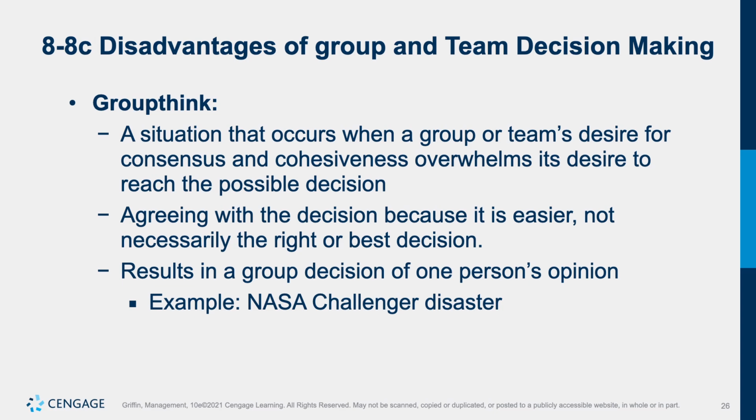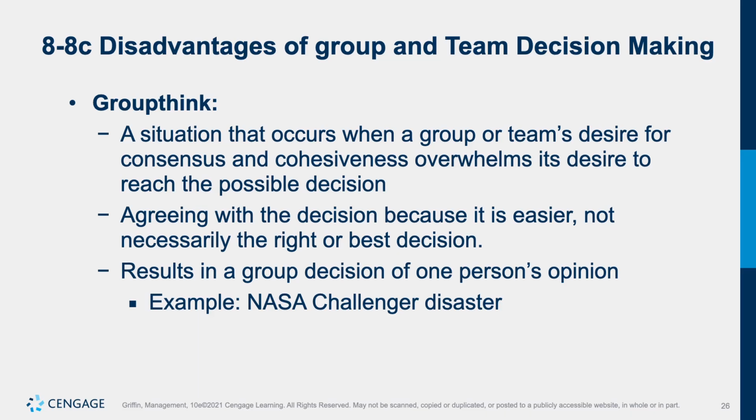A major disadvantage of group and team decision making is what is called groupthink. Groupthink is a situation that occurs when a group or team's desire for consensus and cohesiveness overwhelms its desire to adopt the best alternative, or to actually reach the best possible decision, right? That would be a disadvantage of group decision making.